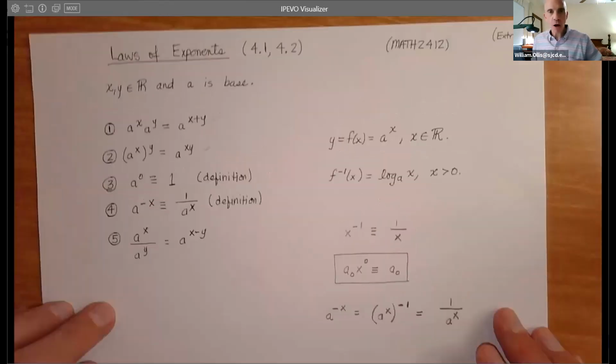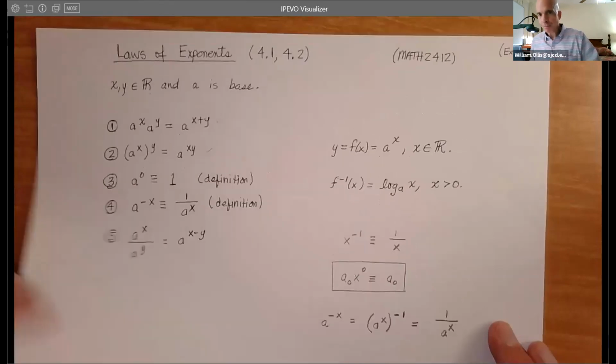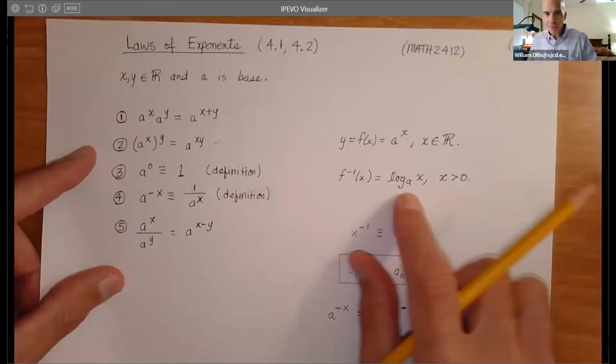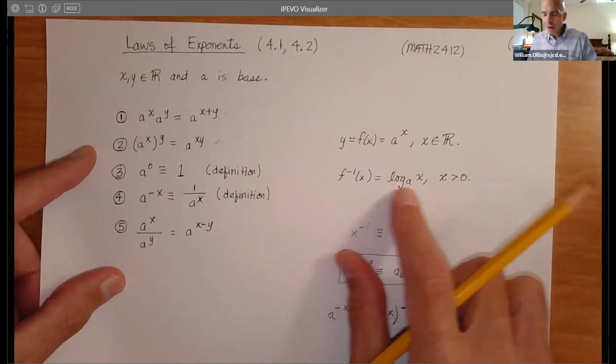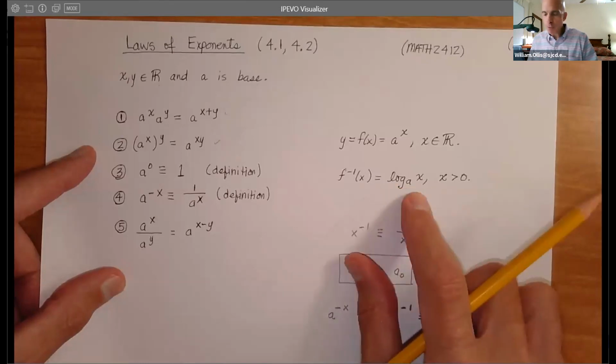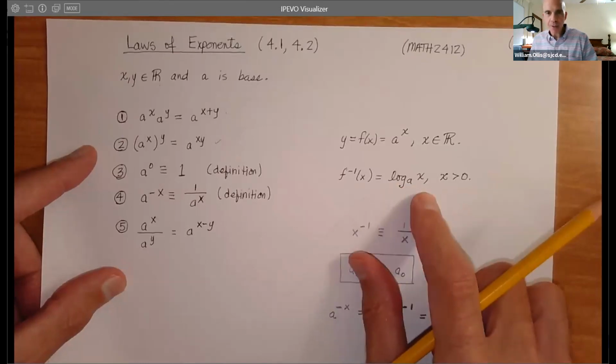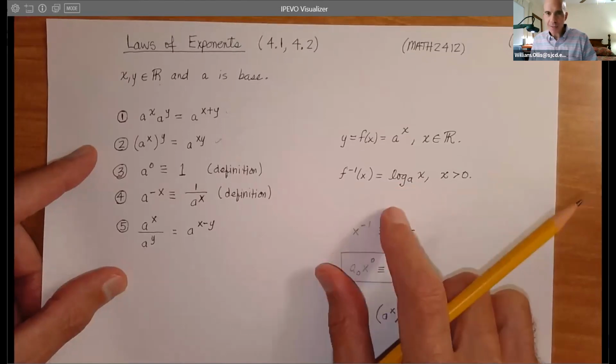Okay, so these are the laws of exponents. And of course, I cheated a little bit. I went ahead and wrote down the inverse function. I'll say more about that, the base a logarithm, but that'll come later. I just wanted to make this complete.